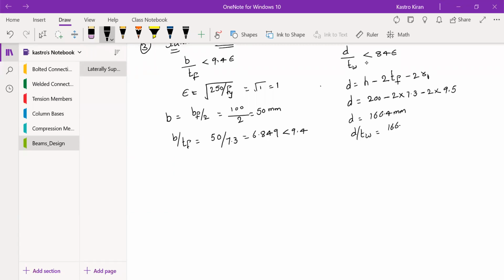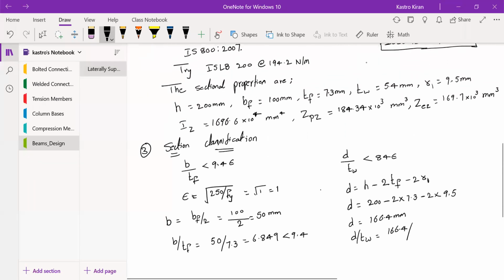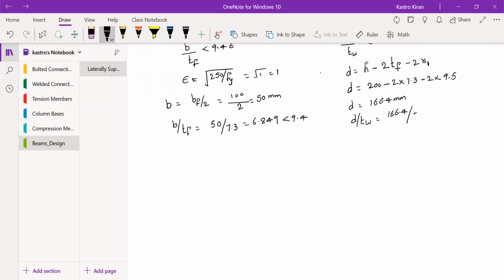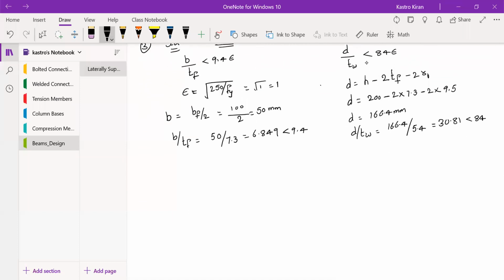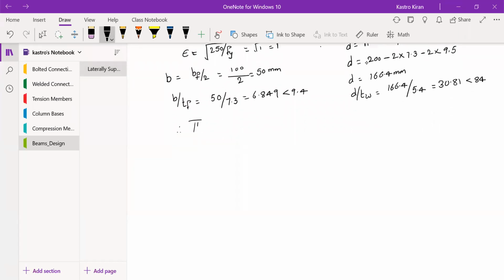Now D by TW is 166.4 upon TW, the thickness of the web, which is 5.4. If you solve this, you get 30.81, which is again less than 84 epsilon. So B by TF is less than 9.4 epsilon and D by TW is less than 84 epsilon. Therefore, the section is a plastic section.